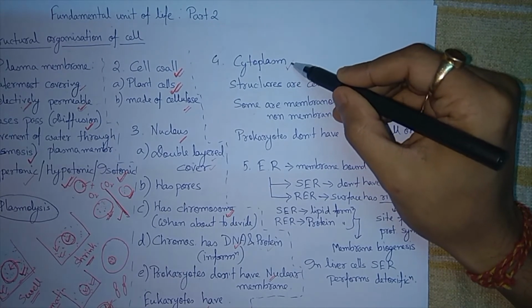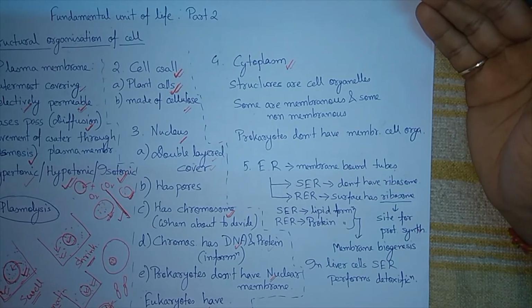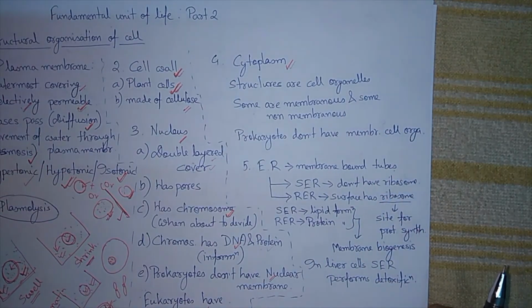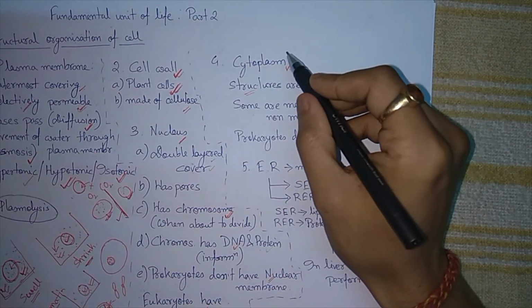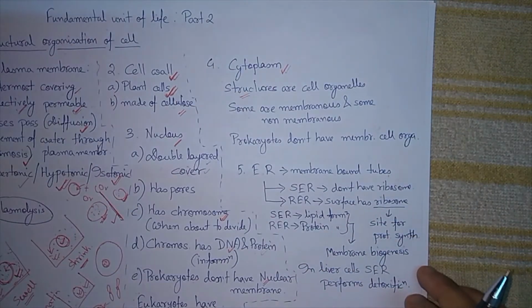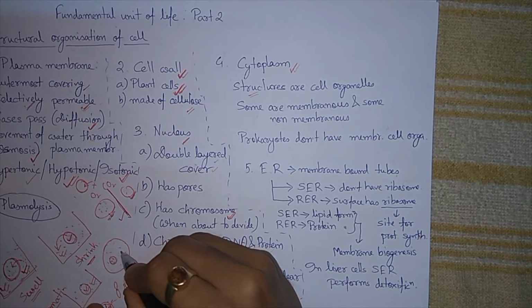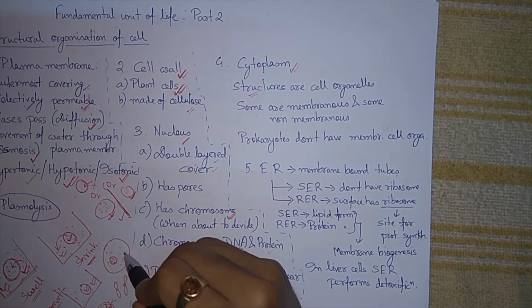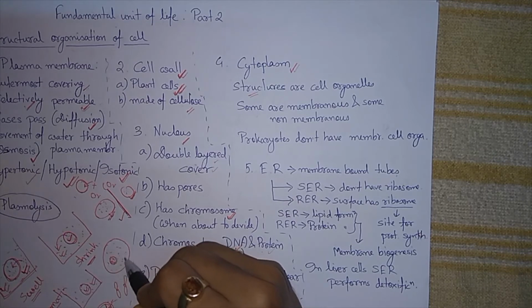Okay. Cytoplasm. The concept of cytoplasm was already given in the last part of this chapter, Fundamental Unit of Life. In the description part, you can get the link to the part 1. Okay. In cytoplasm, we find some structures. Cytoplasm is the matrix or liquid part which is found outside the nucleus. Remember, outside the nucleus is known as cytoplasm, not inside the nucleus. Inside the nucleus, it is no more cytoplasm, it is nucleoplasm. So outside the nucleus, it is cytoplasm.